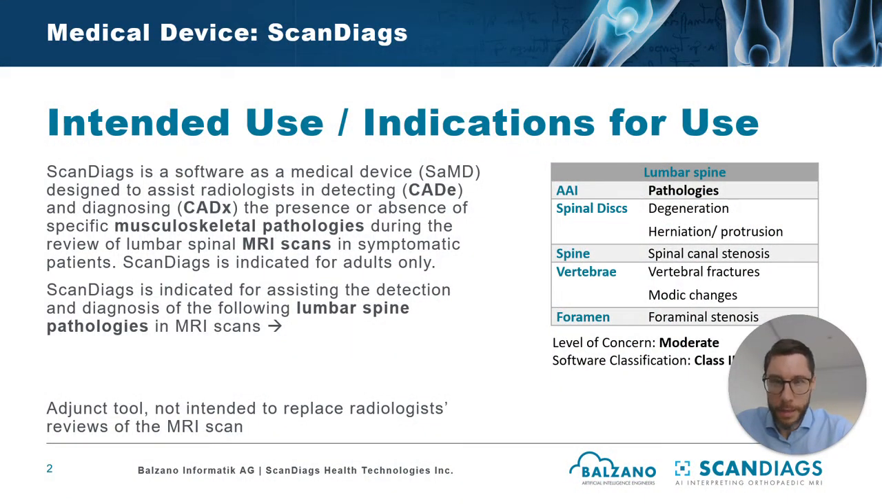ScanDiags is a software as a medical device designed to assist radiologists in detecting and diagnosing the presence or absence of specific musculoskeletal pathologies during the review of lumbar spinal MRI scans in symptomatic patients. On the right side, you see the pathologies that are covered by ScanDiags. It's the spinal disc degeneration and herniation, the spinal canal stenosis, vertebral fractures, modic changes, and foraminal stenosis.